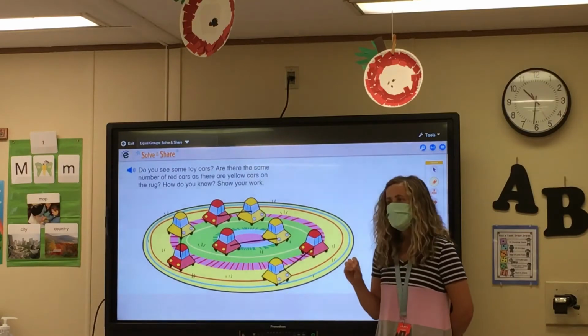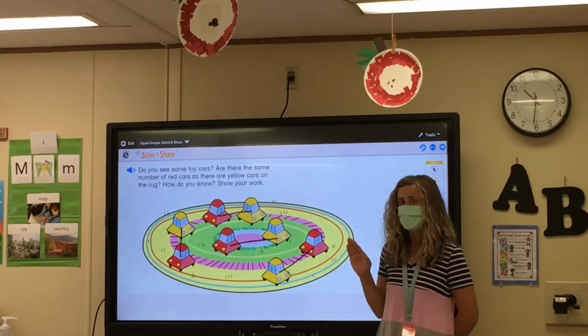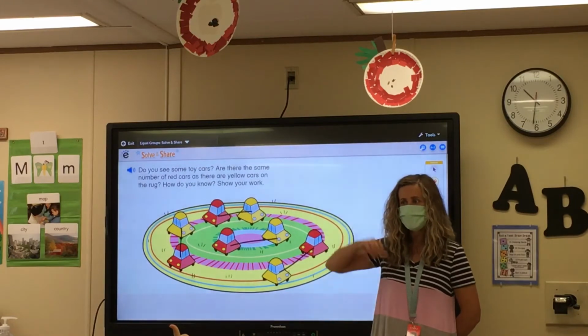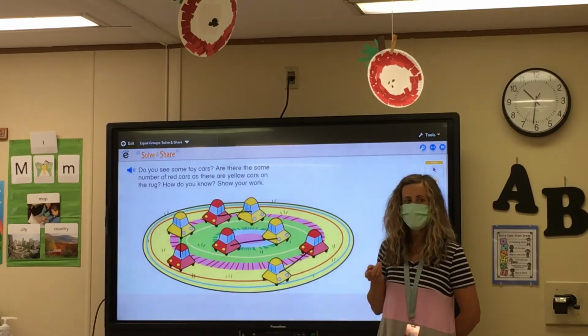Okay. Give me a thumbs up or a thumbs down. Did all the cars have a match? Yes or no? Do they all have a match? Yes. I don't see everybody's thumbs up or down.